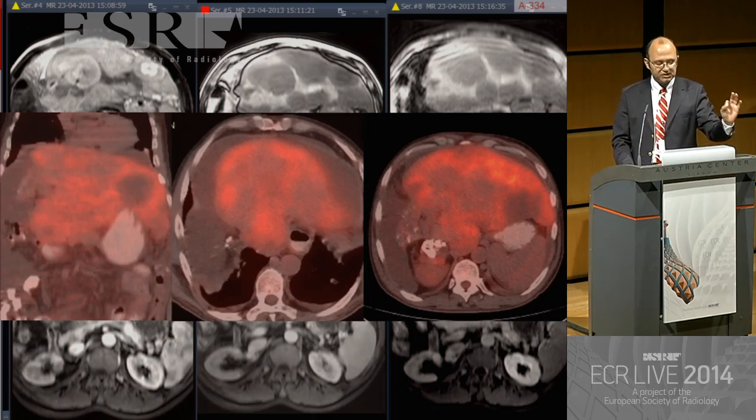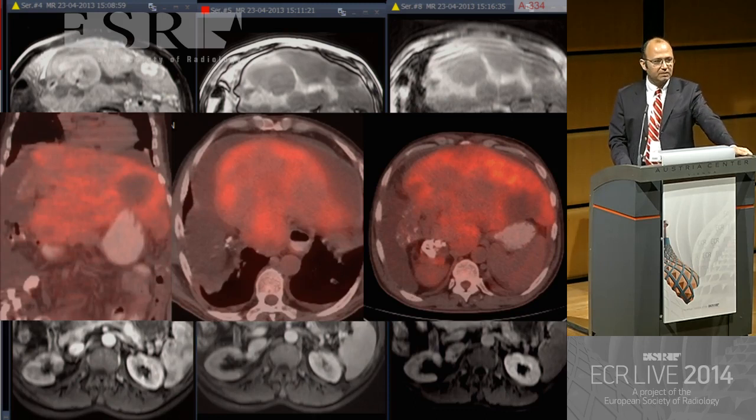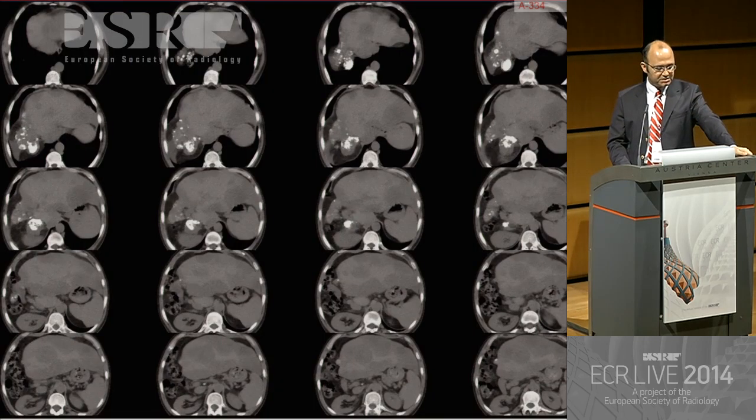So we went to the pathologist, we told him that this could be hemangioendothelioma, and he said, yes, it may be. So in some patients, you need to talk to your pathologist to put the final diagnosis. And this is CT, kind of helps you in such a patient. You see the calcifications within the lesions.